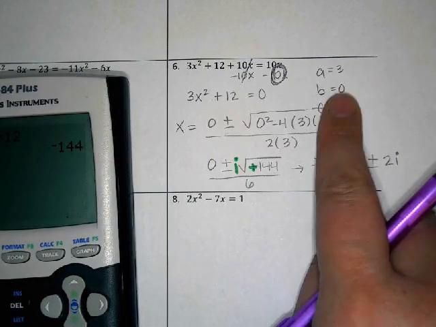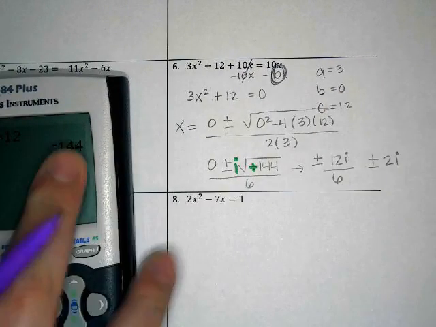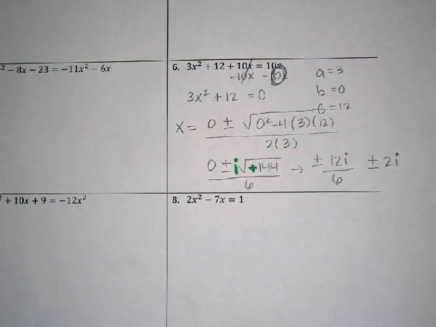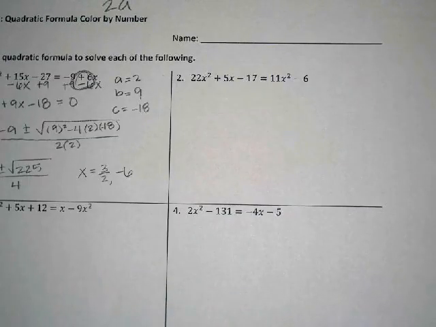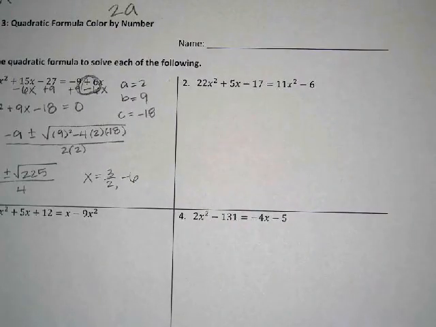2? 2 and 8? Okay. All right, so for number 2, what should we do? Okay. So what should we move over? 11 and 6. Okay, so minus 11x squared.